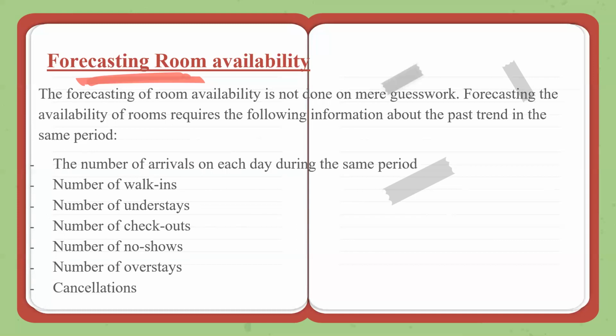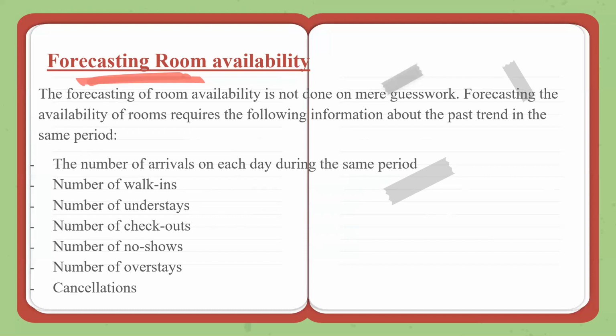Similarly, number of understays, guests who are checking out earlier than their checkout date. Number of checkouts, all right. Typically, how many guests check out on an average day? Number of no-shows, guests who make a booking but do not show up. Number of overstays, extensions of their stay beyond their date of departure, cancellations. All right. So this data is extremely important. You have to look up your records.